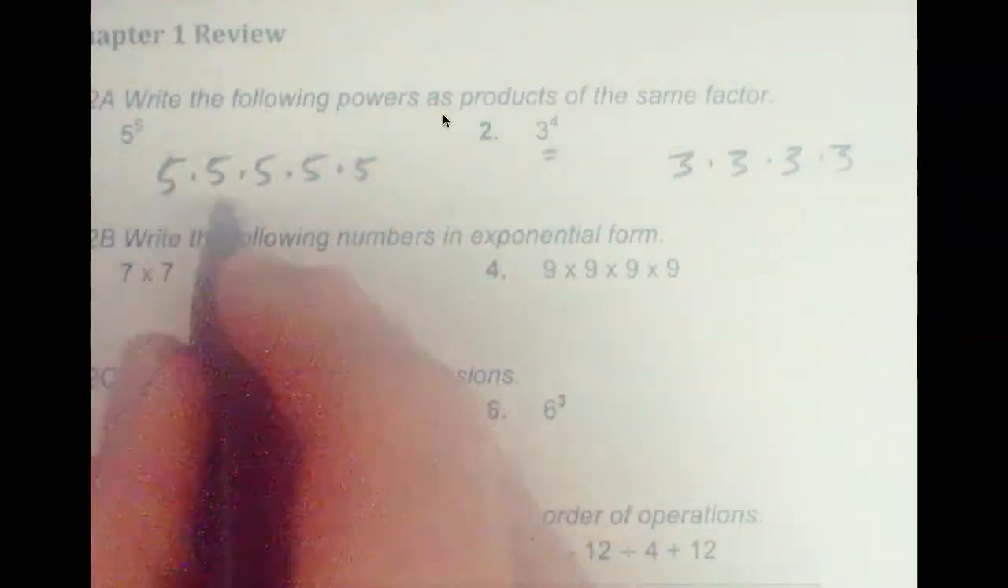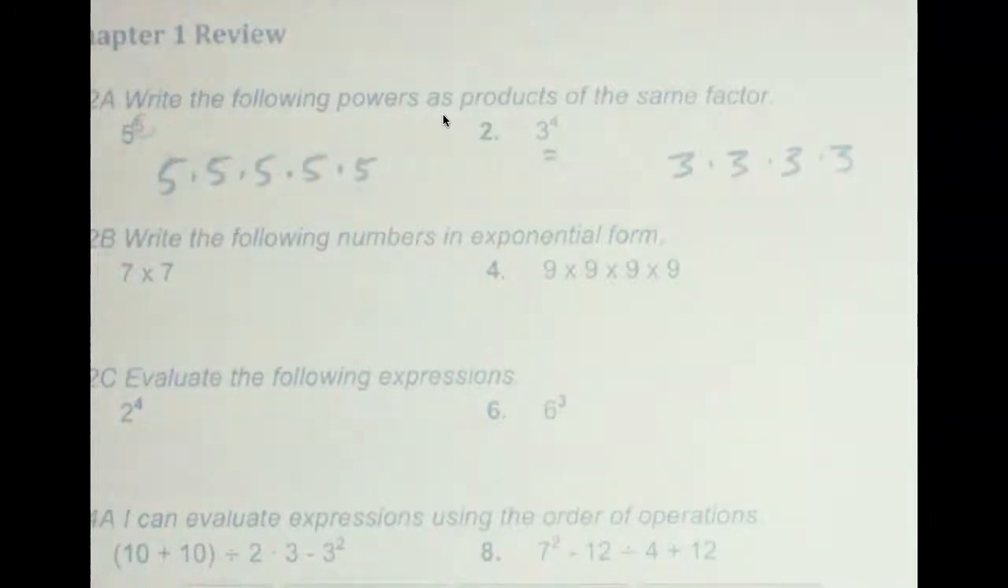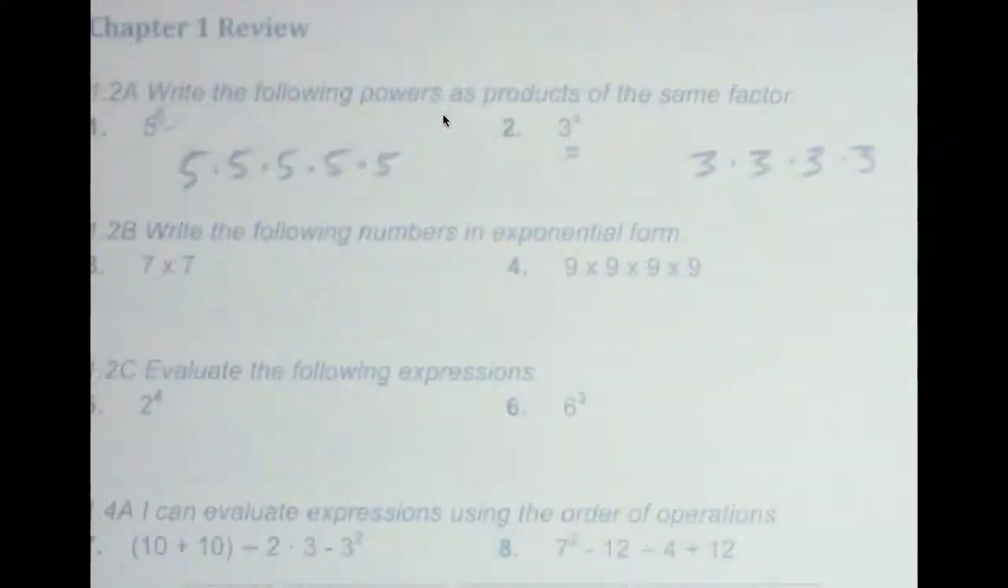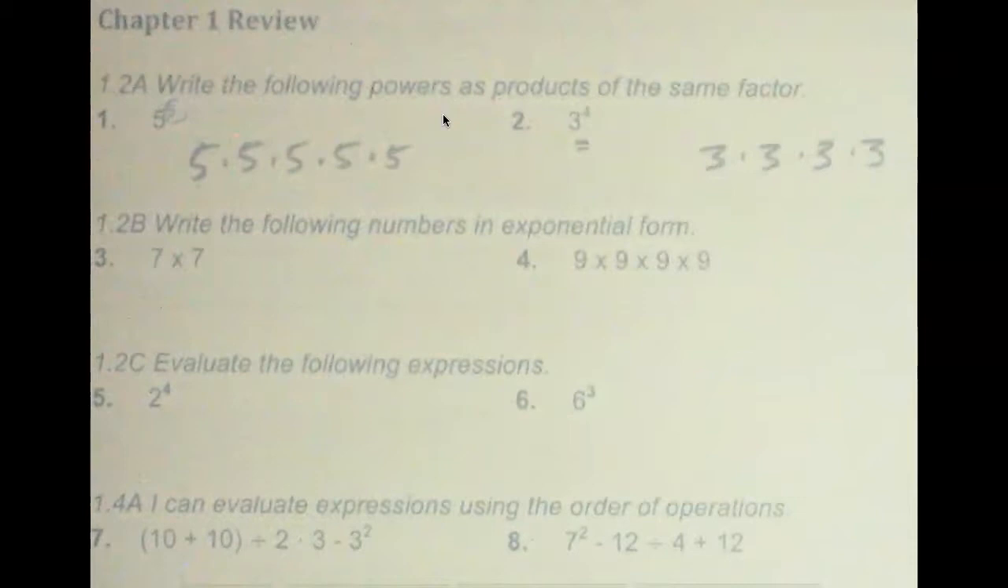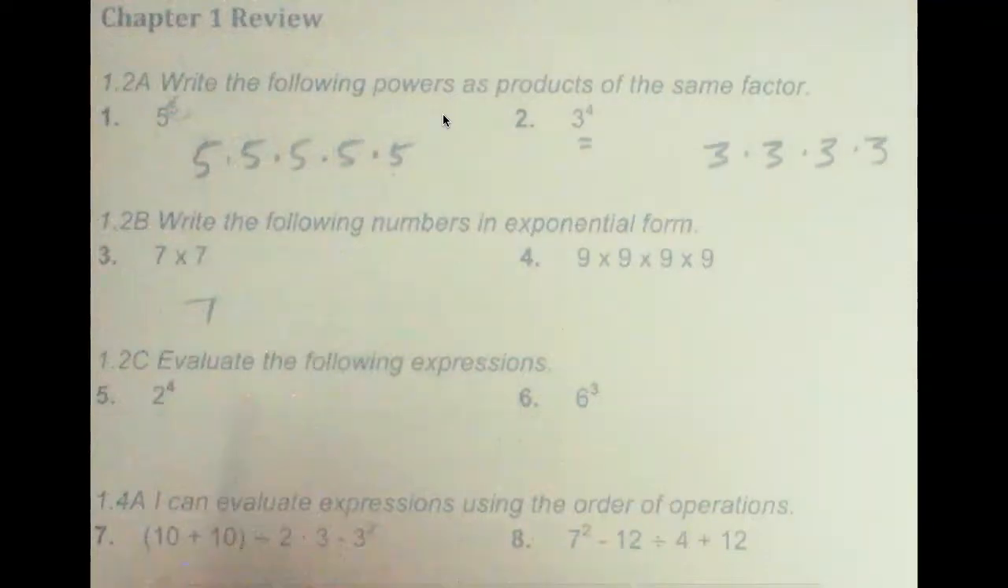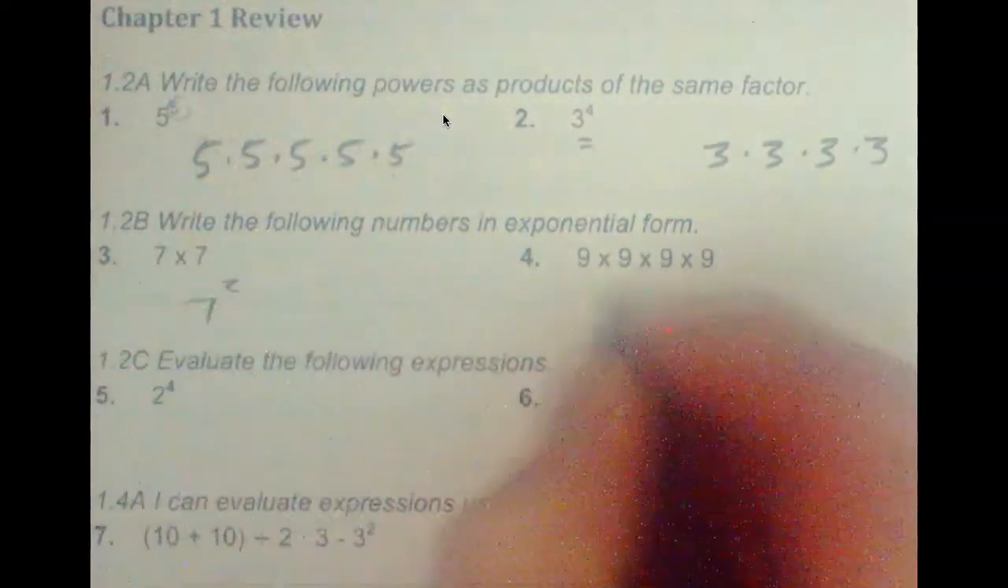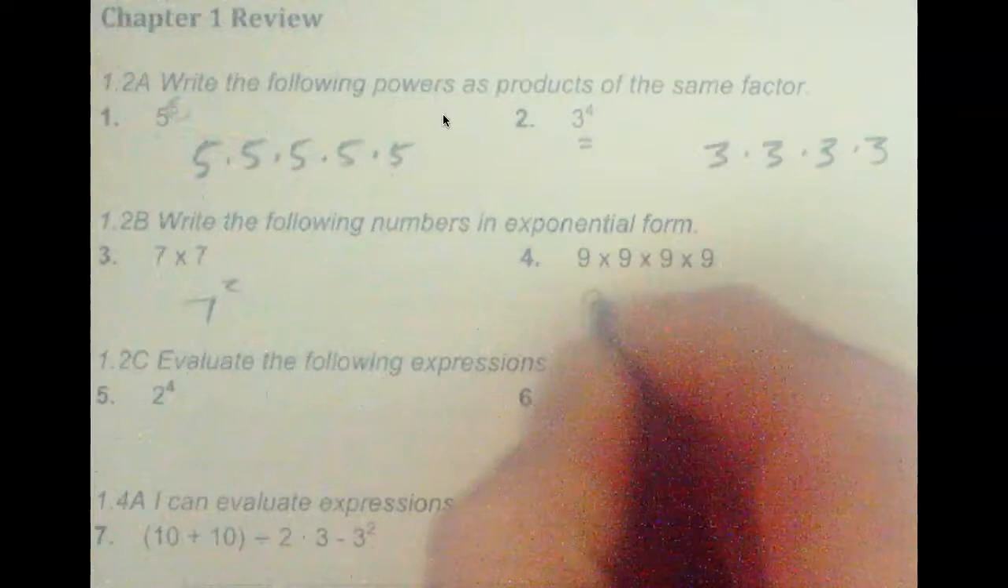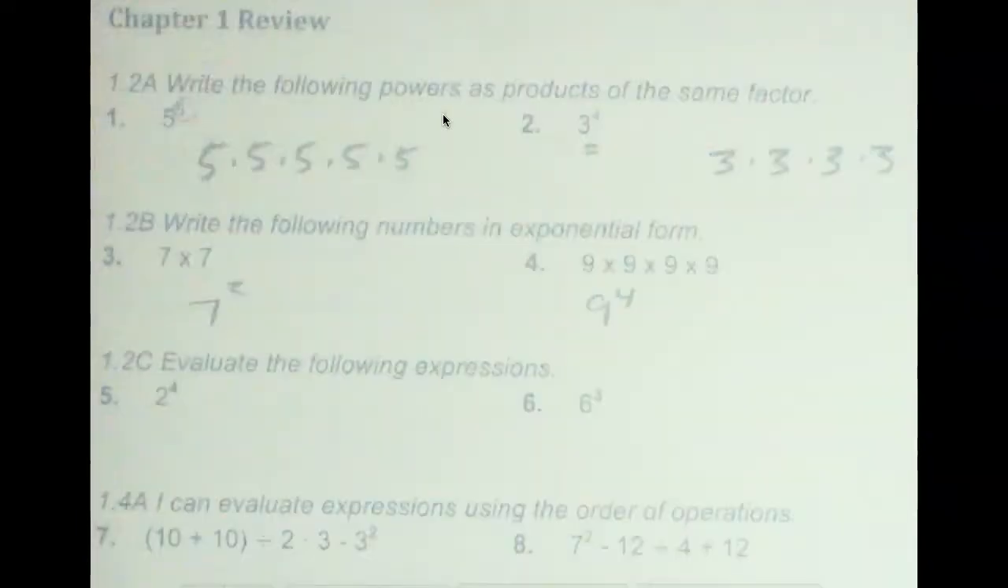5 times 5 times 5 times 5 times 5. Let me check, make sure I have 5 of them. 1, 2, 3, 4, 5. Yep. The exponent there tells you how many times you have it. All right, the next one is I can write these following numbers in exponential form. We're just going to write them. Here the base is 7, and I have 2 of them. So this is 7 to the second. This one here, the base is 9, and we have 4 of them. So it's just 9 to the fourth.